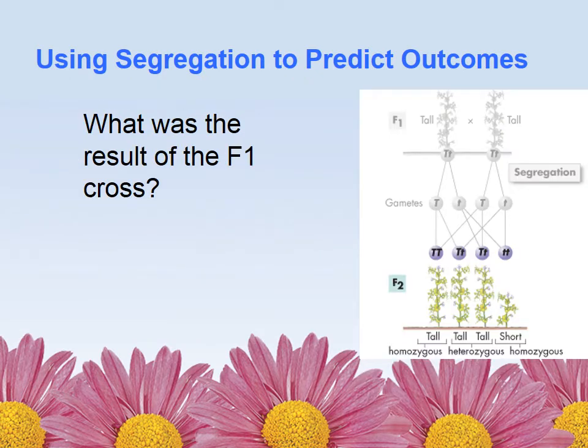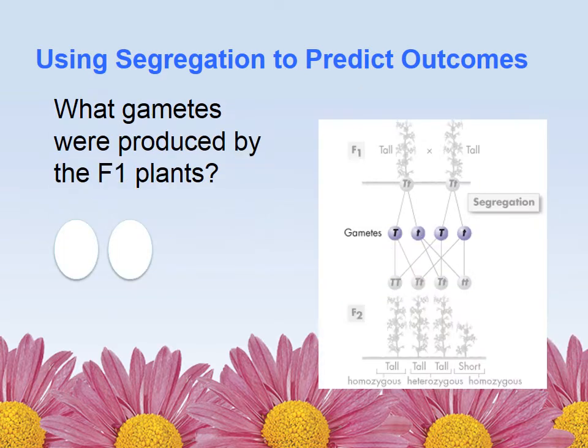So in Mendel's plants, what was the result of the F1 cross? If you look at the picture, if you look at their phenotypes, they all came out... Oh, I'm sorry, the F1 cross, so we're looking at the F2, my bad. So they all came out either tall or short. And what were the gametes that were produced by the F1 plants? Well, one gamete would have a big T, and the other gamete could have a little t. Now remember, each gamete is only going to have half the number of alleles because we're talking about gametes.